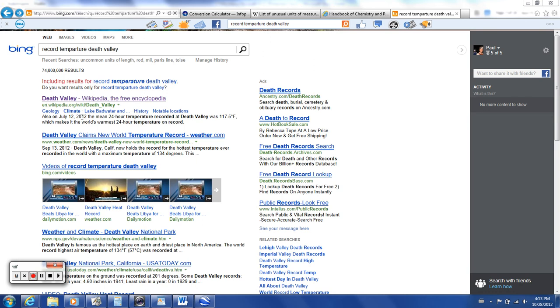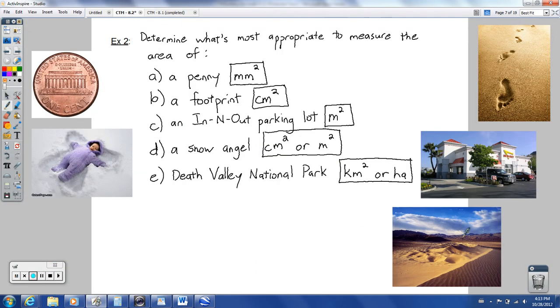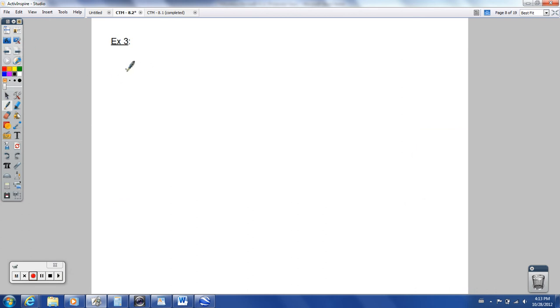Also here, this is interesting, July 12, 2012, the mean 24-hour temperature, so the average temperature throughout the entire day, was 117 degrees Fahrenheit. So it's like at least 100 degrees in the dead of night. Dang, that is hot. All right, so there we go. Death Valley, great place to go visit, but maybe consider doing that in the spring, fall, or winter months. Really cool sand dunes, all kinds of cool things to go see in Death Valley National Park.